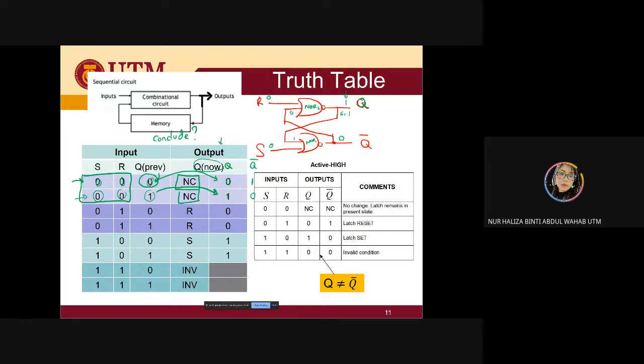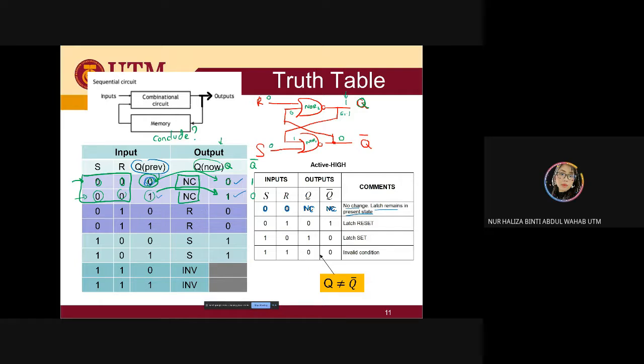So we can conclude for the first time for our SR latch that when we have 0, 0, whatever the previous output, it will be no change. So no change means it follows the previous output. If the previous is 0, it will remain 0. If previous is 1, it remains 1. So here is the proof for this table.